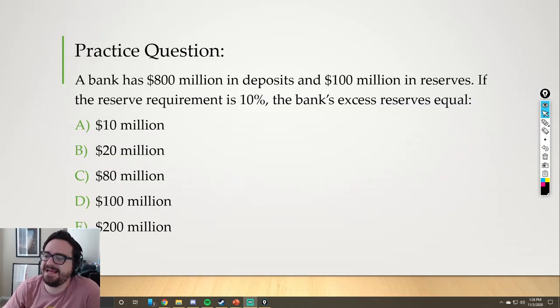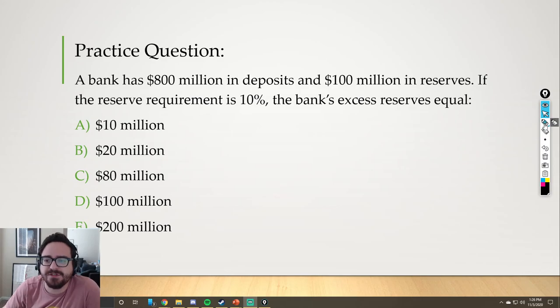Let's say a bank has $800 million deposited in it, which isn't a crazy number. Banks are big. And it currently has $100 million in total overall reserves. To be clear, the reason this would happen is that $700 million was already loaned out. If the reserve requirement is 10%, how much money does the bank have in excess reserves?